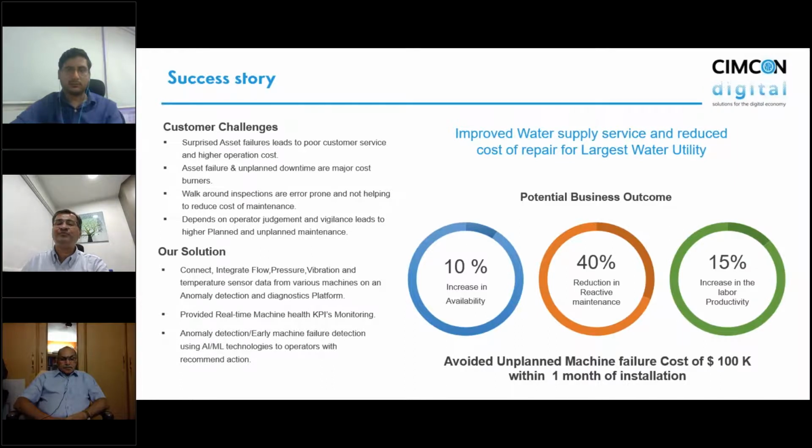And this helped them to avoid an unplanned machine failure, which cost around $100K, and they were able to receive this benefit within 1 month of installation. When we further created the business case for them, their potential outcome from this system is an increase in availability of the pumping system by 10% and a reduction in reactive maintenance by 40%, and definitely reducing catastrophic failures and planning maintenance early, increasing labor productivity by 15%.